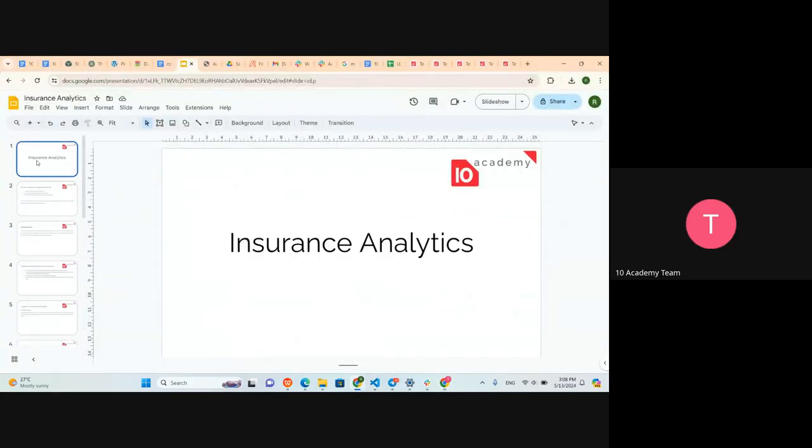Today we will be seeing some introduction about insurance analytics in order to make ourselves familiar with why we're doing this analytics, specifically for insurance companies. And of course, we're also going to see what is expected from the project, in terms of what kind of analysis or what kind of insights we're supposed to take from the data.